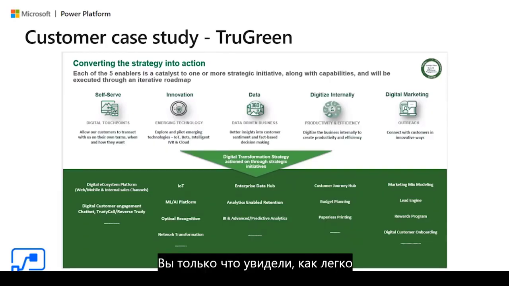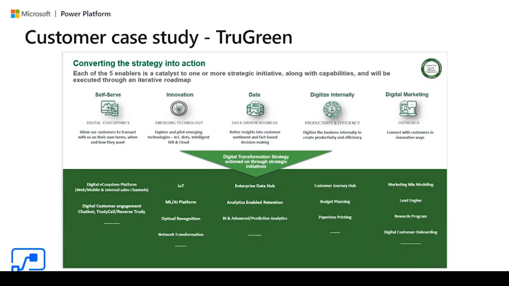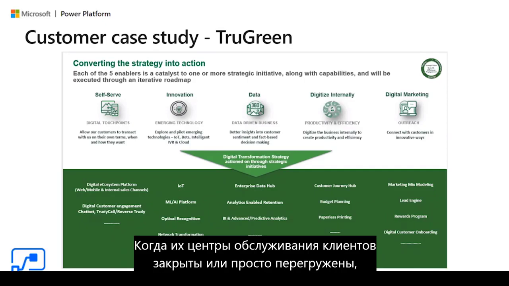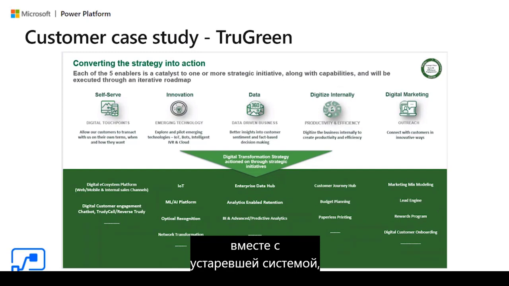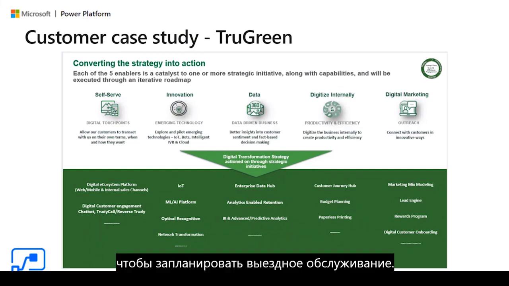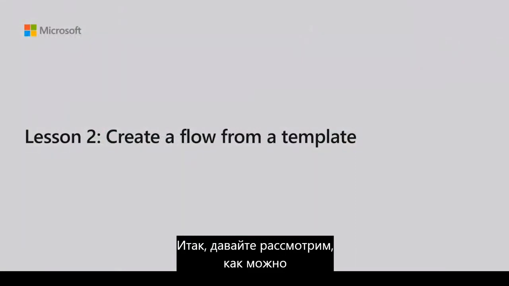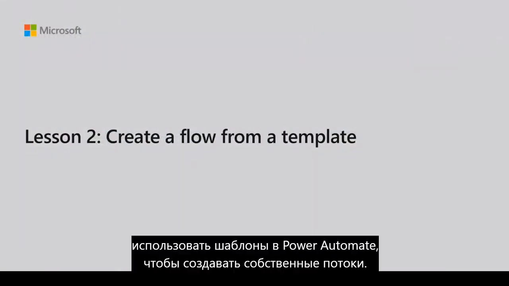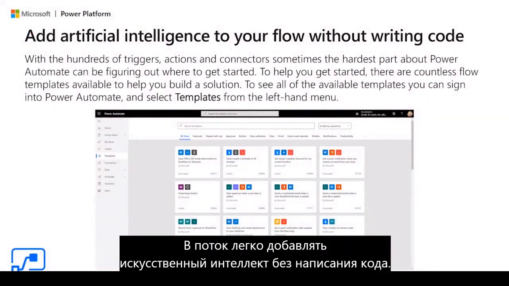You just saw how easy it is for TruGreen to automate complex processes with these solutions. When their customer service centers are closed or just overwhelmed, they can use Power Virtual Agents that convert everything into their legacy system that has no API, to turn that into a real field service intervention. So let's see how we can build different ways using templates in Power Automate to create your own flows. It's easy to add artificial intelligence to your flow without writing code.